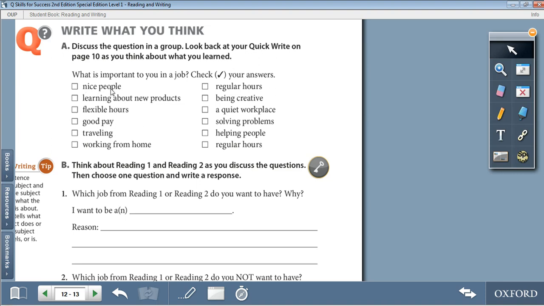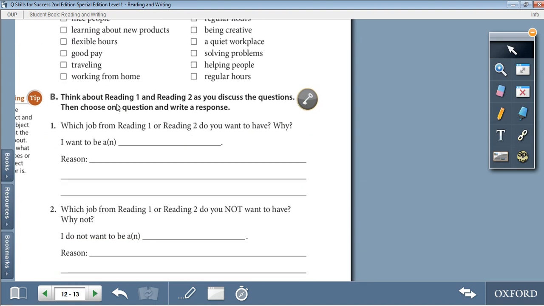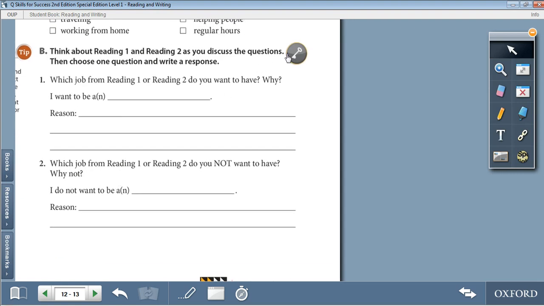You need to check what is important to you in a job. We have, for example, is it very important to you in a job to have nice people, or learning about new products, or flexible hours, good pay, traveling, work from home, regular hours, being creative, a quiet workplace, solving problems, helping people. After that, think about reading 1 and reading 2 as you discuss the questions. Then choose one question and write a response. So it's up to you.